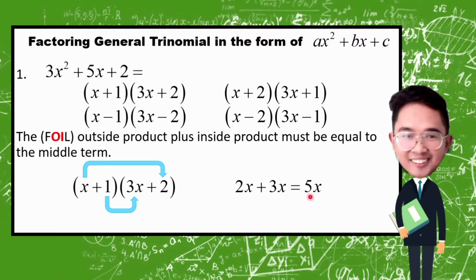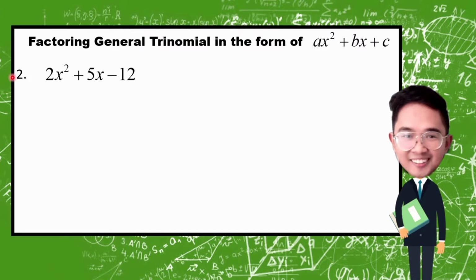Since we already have here 5x, which is equal to the middle term of our given, then these are the factors of 3x squared plus 5x plus 2. Therefore, 3x squared plus 5x plus 2 is equal to the quantity of x plus 1 multiplied by the quantity of 3x plus 2. Example number 2.